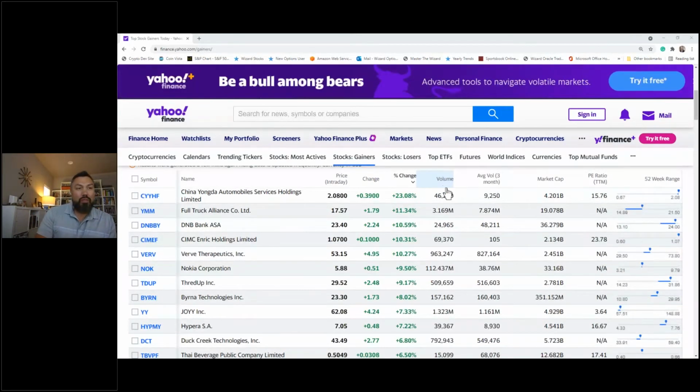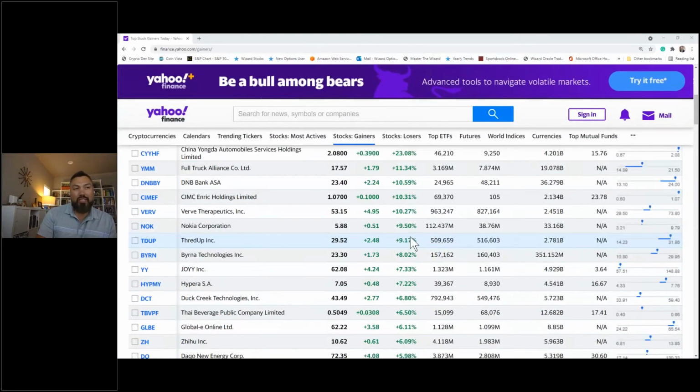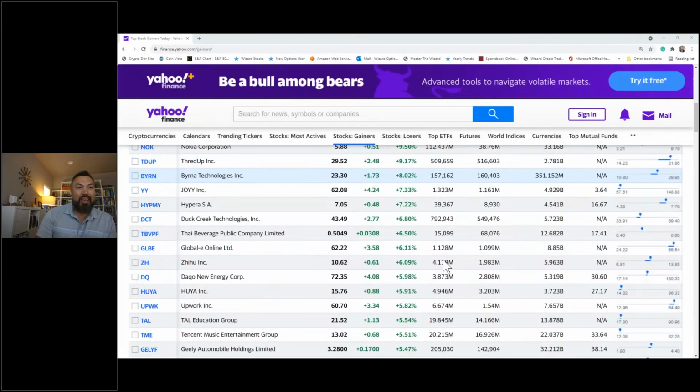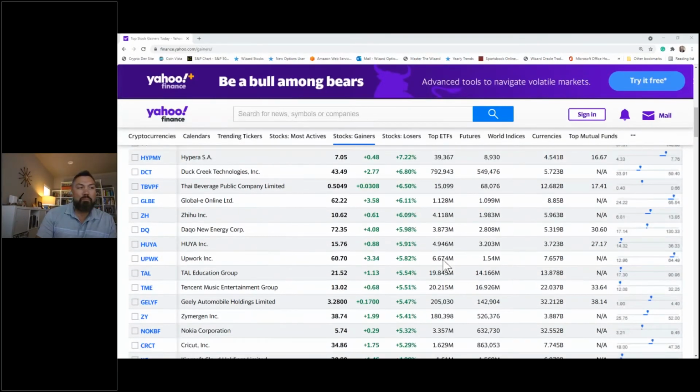You look up and down this list, you're going to see some gainers. Like, let's go to Nokia. This is a meme stock, Nokia Corporation. You see, this 38 million is the average day. Today was 112 million shares traded. That's a 9.5% stock price gain. If you look up and down this list, many of these had a surge of activity above their normal day.